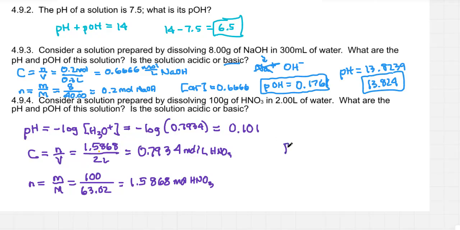And then our pOH is 14 minus that number, which is 13.899. Sig digs are all good. The solution is acidic because this is nitric acid. And I believe that's all they wanted. Good. Fair bit of work, but manageable, I hope.